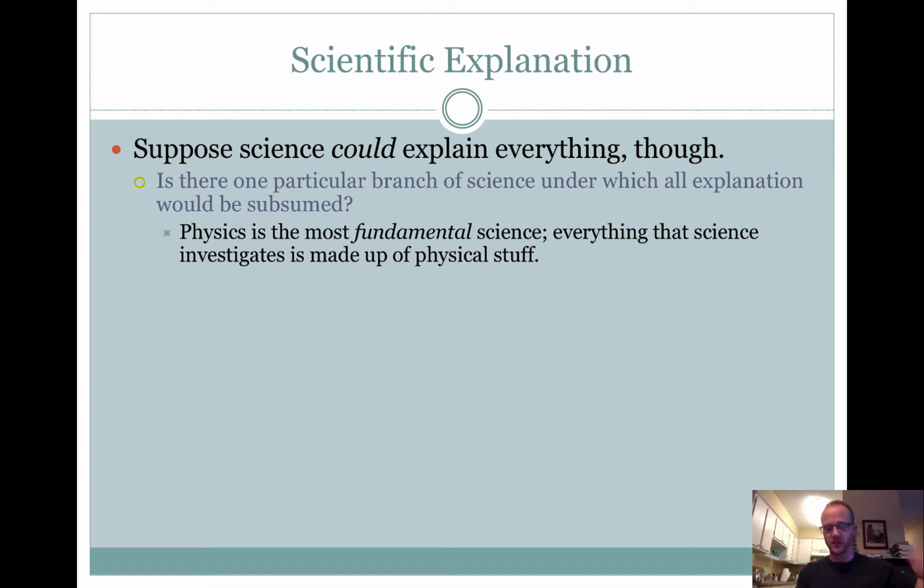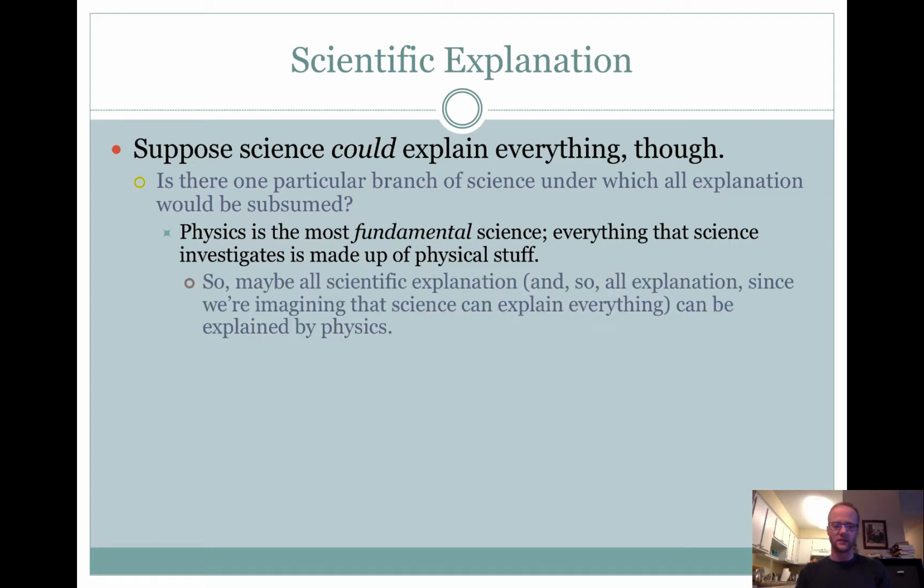Okay, if physics is the study of physical stuff, and science is the study of physical stuff, at least at bottom, then physics is what is at the bottom, i.e., the most basic, in the sense of being the fundamental science. And so if science can explain everything, it seems like everything should be explained, given that physics is the most fundamental science. It should be that everything that's explainable should be explainable through physics. But physics can't do that. Physics can't explain everything.